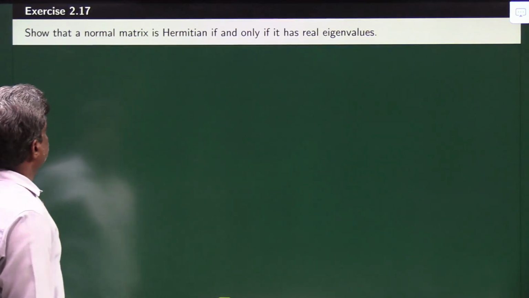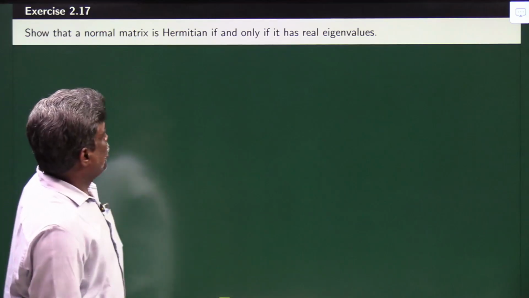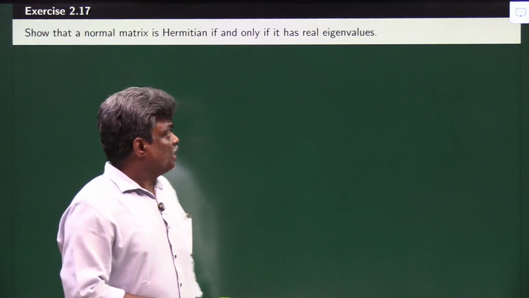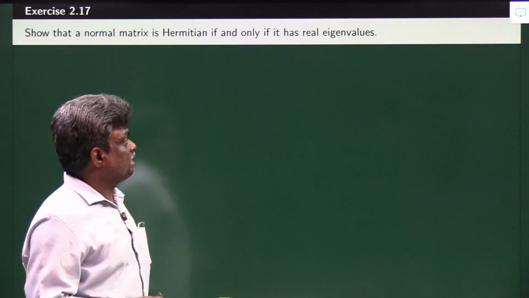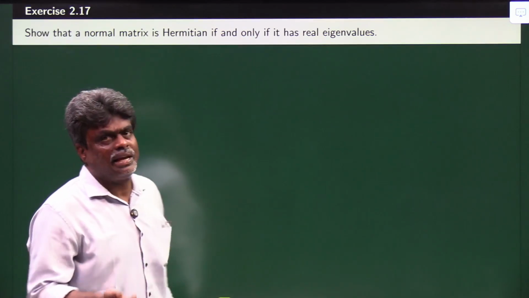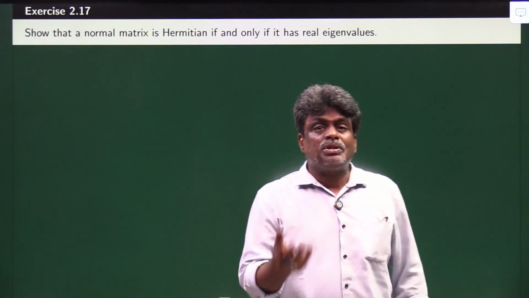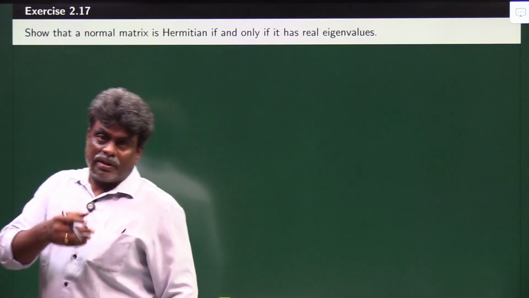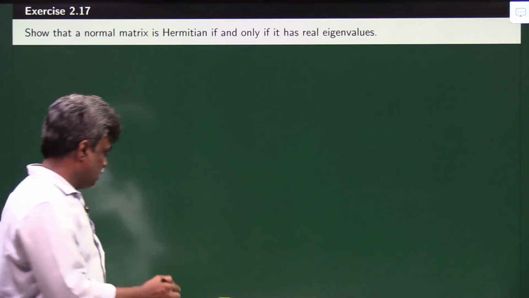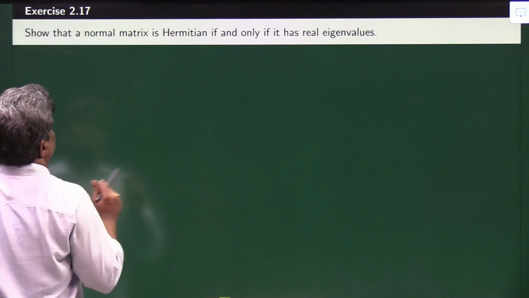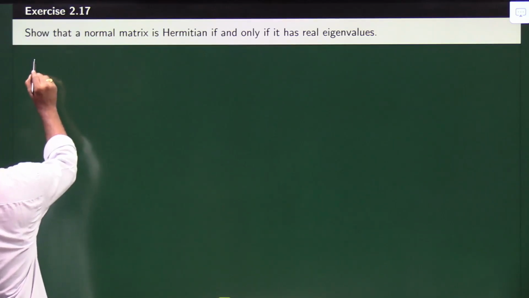Next here they are asking, show that a normal matrix is Hermitian if and only if it has real eigenvalues. That means here they are asking to show that a Hermitian operator has real eigenvalues. Okay, so let us do this in two ways again. Let us take the first one.